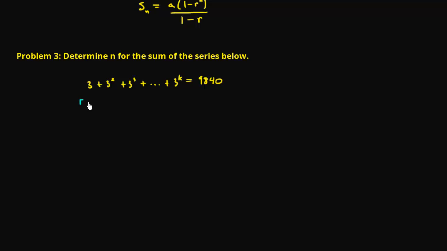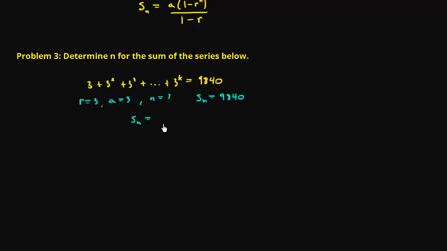With common ratio r equal to 3, the first term a is equal to 3, and n is equal to, well, we're not too sure how many terms there are in this series, but we know that the sum of all the terms in the series is equivalent to 9,840.